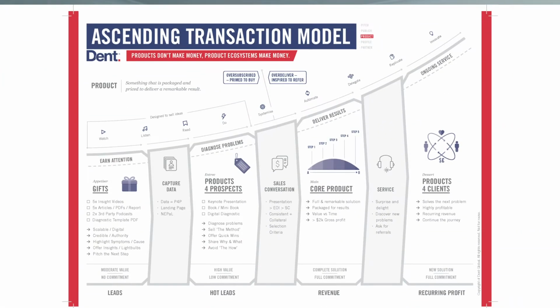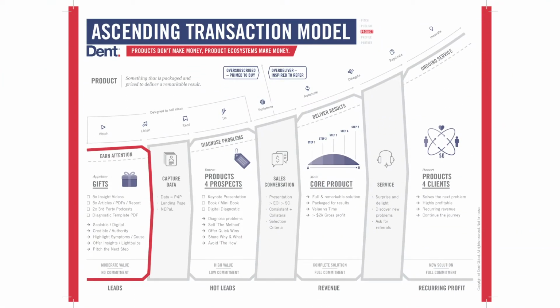There's zero commitment from our audience to begin consuming those. We don't ask for money. We don't ask for their name or email or anything like that. They can just engage. So that would be called the gift layer of the ascending transaction model. The second layer would be called products for prospects. Product for prospects requires a slightly higher commitment from the prospect or for the audience, but still offers a lot of value, and even more value than gifts.